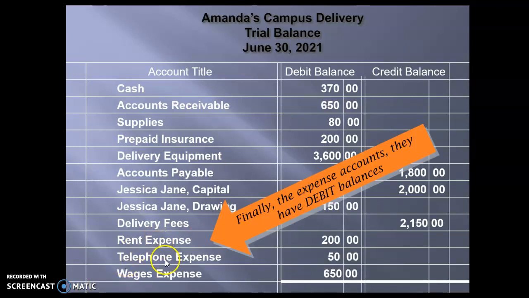Finally, we have the 3 expense accounts: rent, telephone, and wages expense. And we take those amounts from the ledgers, and we put those down where they go, which is on the debit side, and we also ask ourselves, is this normal? Yes. Expenses A, W, and E. So that's assets, withdrawals, and all our expenses all have debit balances. And our liabilities and our owner investment capital account and our revenues all have credit balances. So everything is normal.